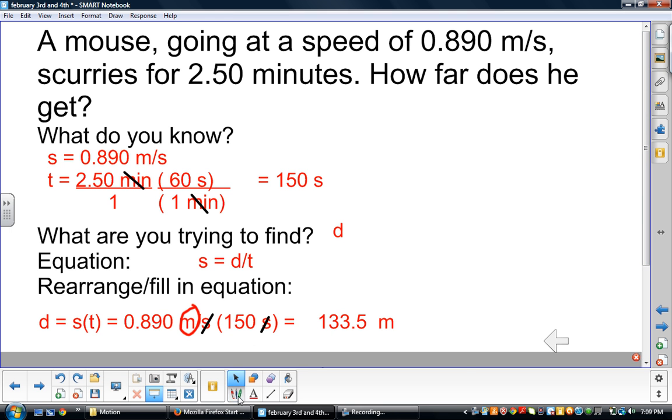0.890 meters per second. This, how many sig figs? If you said 2, you're wrong, it's 3. How many does this have? It also has 3. Alright, so 3 is our limiting factor.